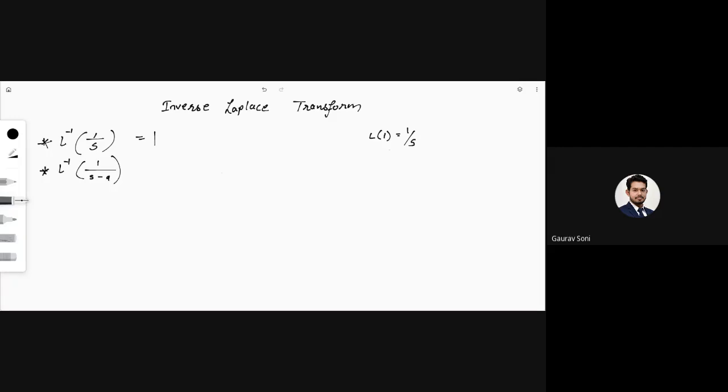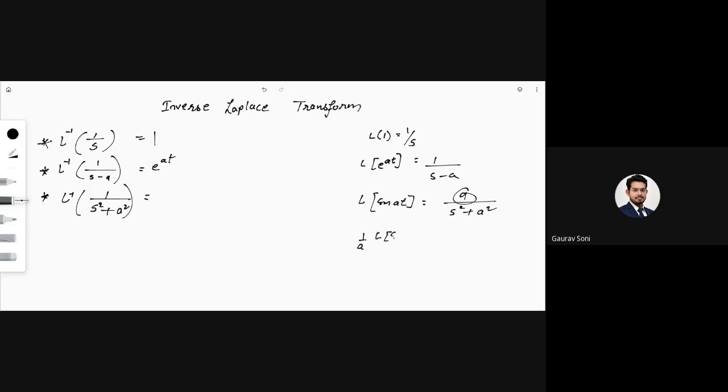Anyway, so e to the power at. Laplace inverse of 1 upon s minus a is equal to e to the power at, as we know that Laplace of e to the power at is equal to 1 upon s minus a. The next one, Laplace inverse of 1 upon s square plus a square. Laplace of sine of at, I know, is a upon s square plus a square. A being constant, I can take it to the other side, so I have 1 upon a, Laplace of sine of at is equal to 1 upon s square plus a square.